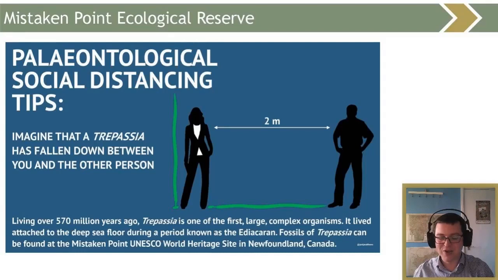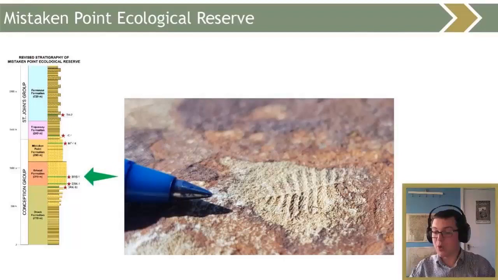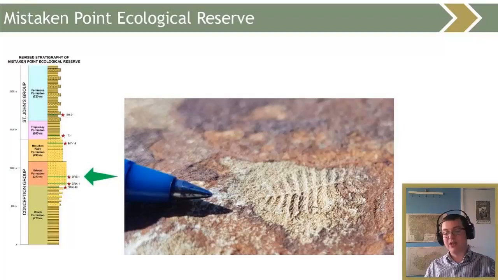So a very useful paleontological guide. As we go up, we find more forms appearing. Here's a wonderful example of a fossil from what we now call the Brazier surface in the Briscal Formation. This was discovered a few years ago by Dr. Alex Liu. And you can see there the end of my pen. It is tiny, this fossil.